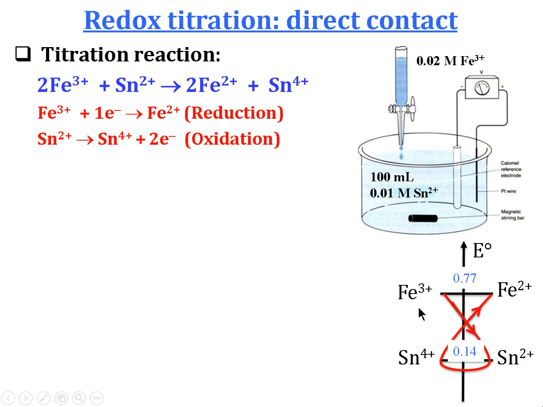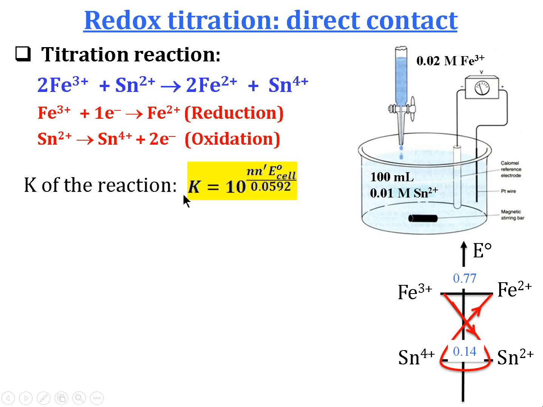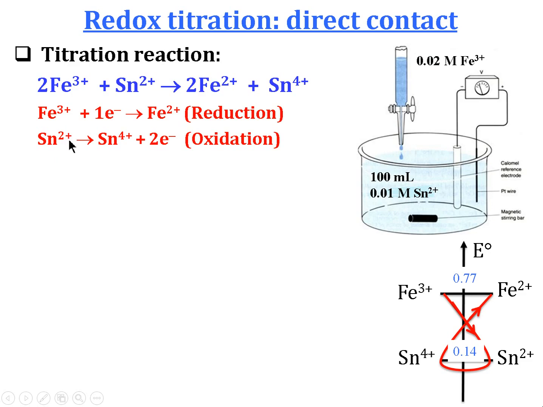Then we determine the species present. The species present are Fe3+ and Sn2+. So we have a reaction according to the gamma rule, and the reaction is 2Fe3+ plus Sn2+ gives 2Fe2+ plus Sn4+. And we write also the half reactions.